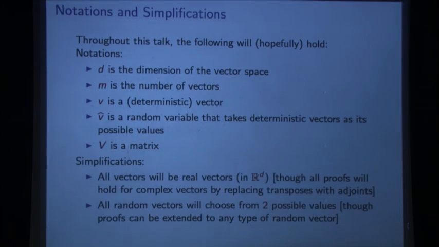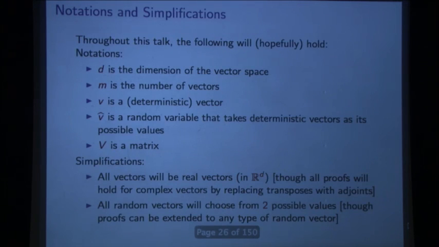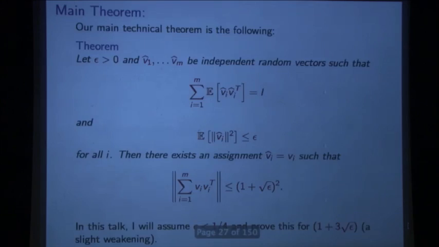For the purpose of this talk, all of my vectors are going to be real vectors, although the proofs carry over to complex vectors; the only difference is you replace the transpose with an adjoint. And in this talk, all of the random vectors will choose from two possible values, although the proofs can be extended to any kind of random vector.